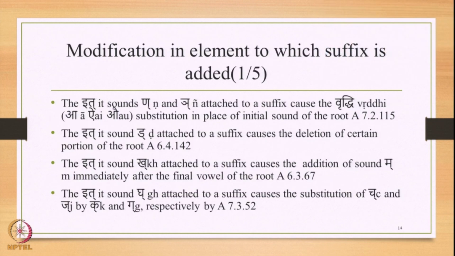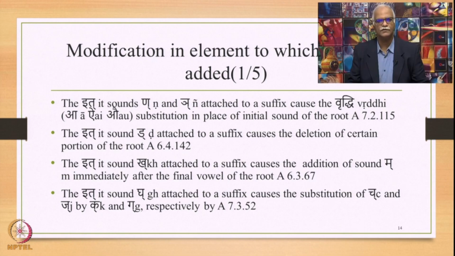Let us now look at the next function of the markers, namely modification in the element to which a suffix is added. Here are the 4 cases that are presented to you. First of all, the it sounds ñ and ṇ, which are attached to a suffix, they cause the vriddhi substitution, that is ā, ai and au substitution in place of the initial sound of the root to which they are added. This is stated by 7.2.115.